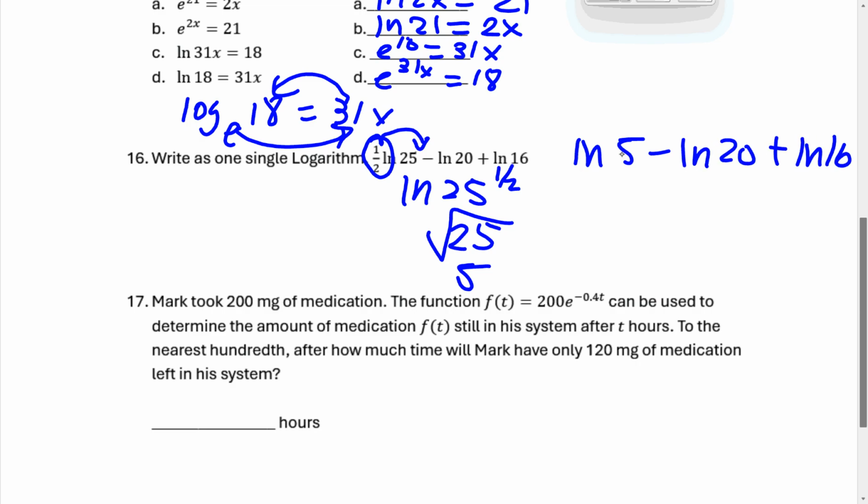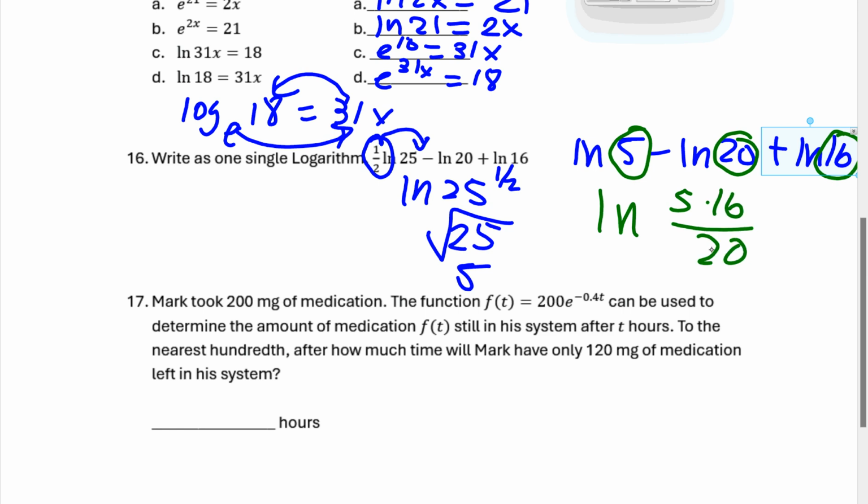Now, whenever you're adding logs, you're really multiplying what you're taking the log of. And if you're subtracting, you are going to divide by what you're taking the log of. So it's really ln of 5 times 16 over 20. So that is going to be ln of 80 over 20, which is ln of 4. So my answer is ln of 4. That's one single log.